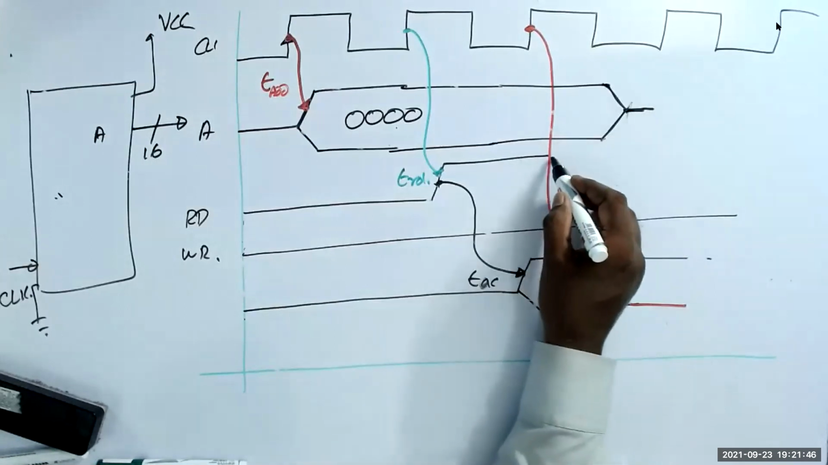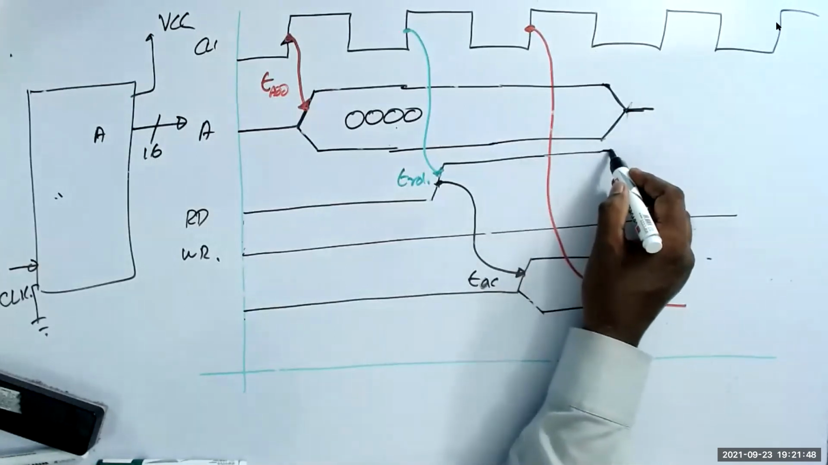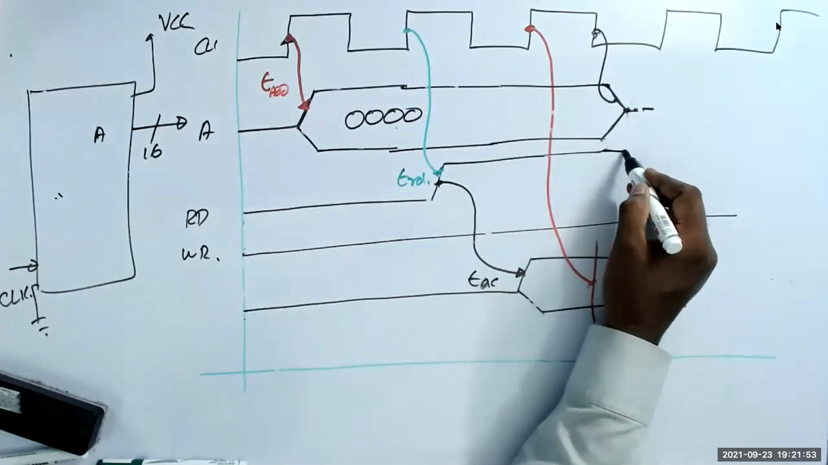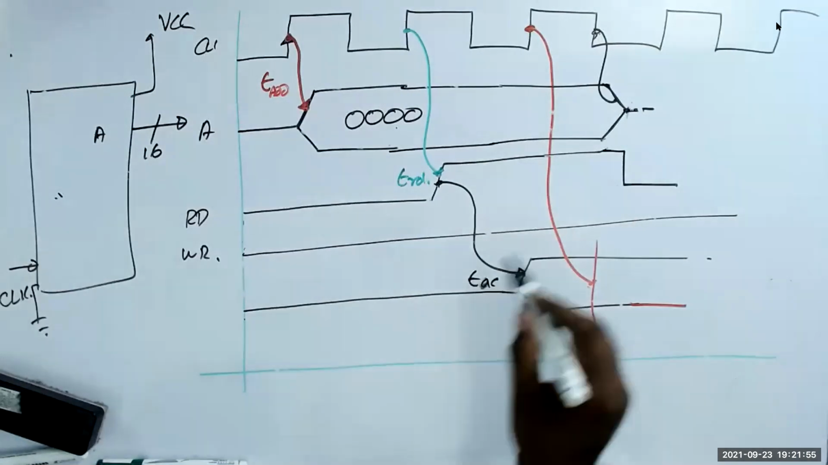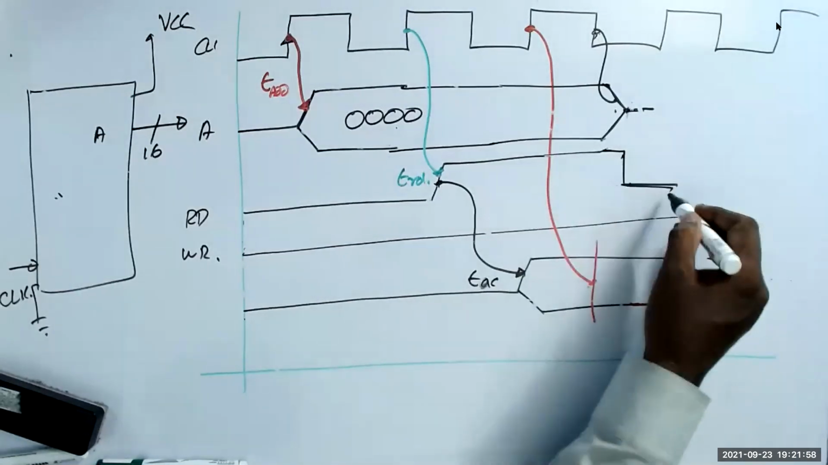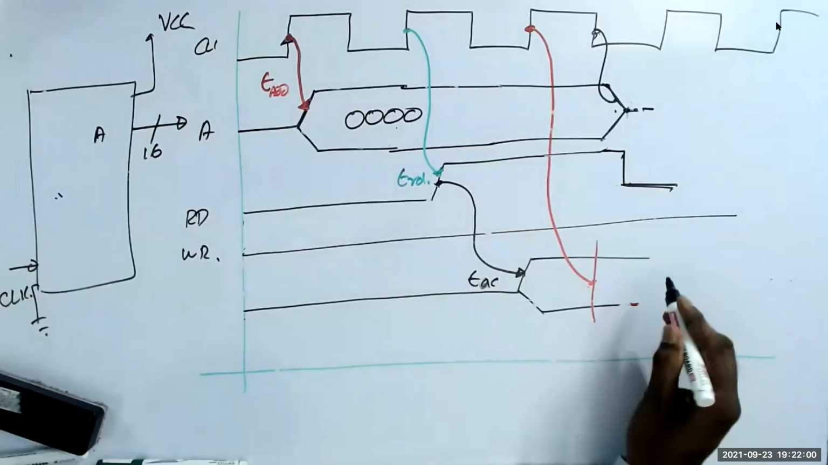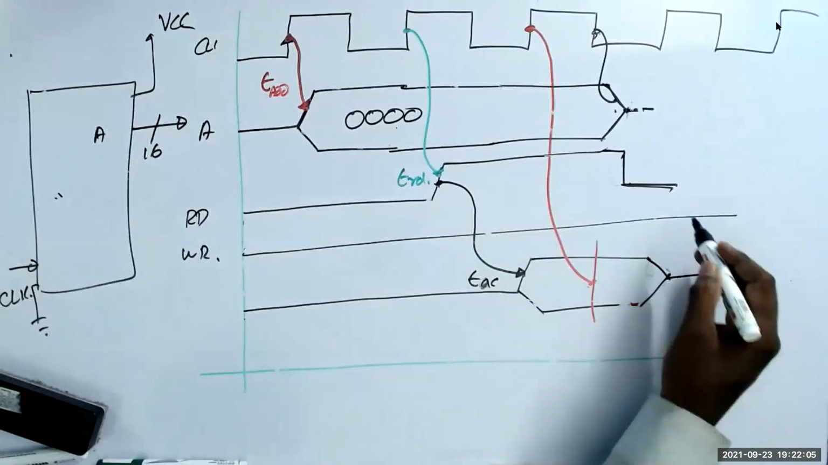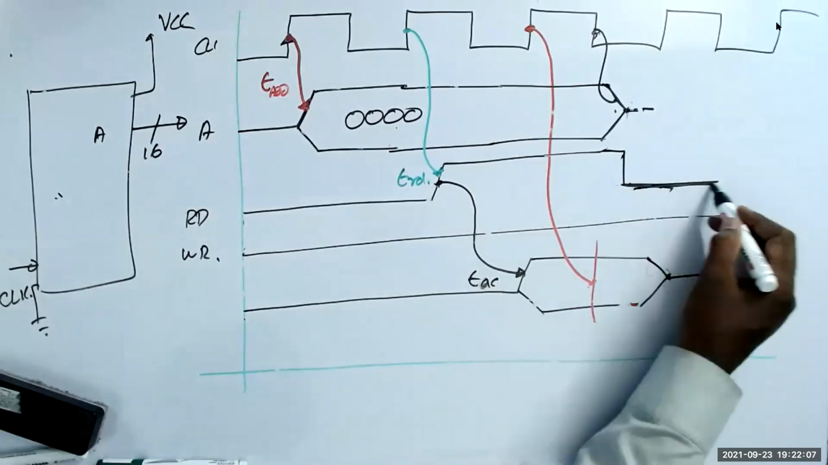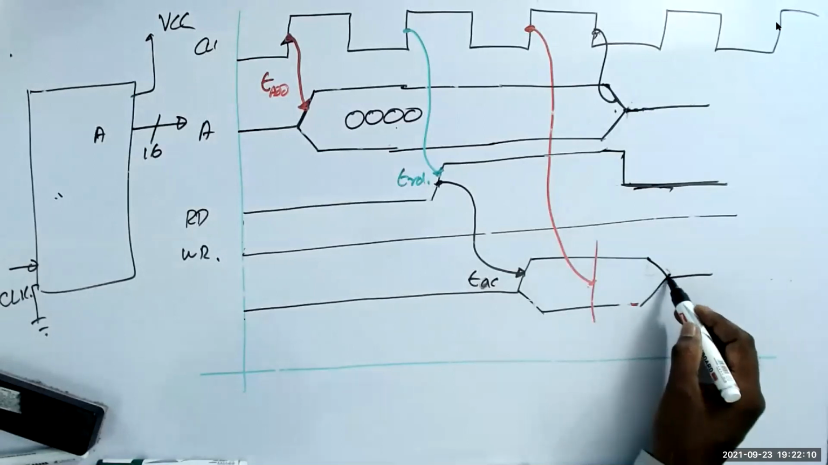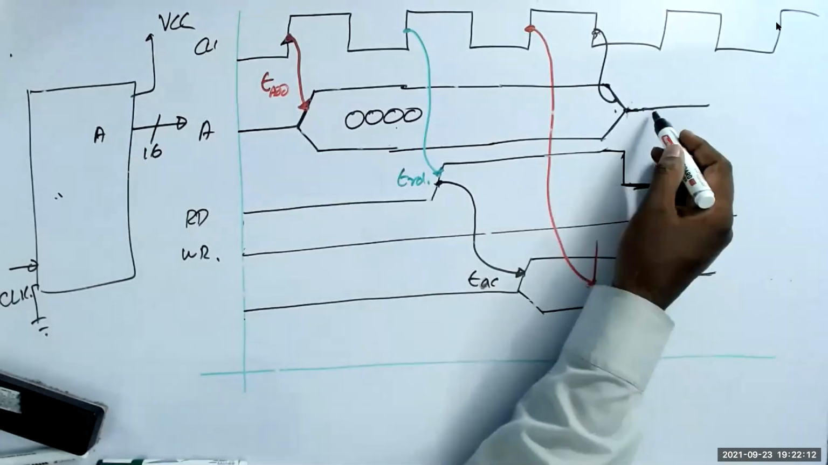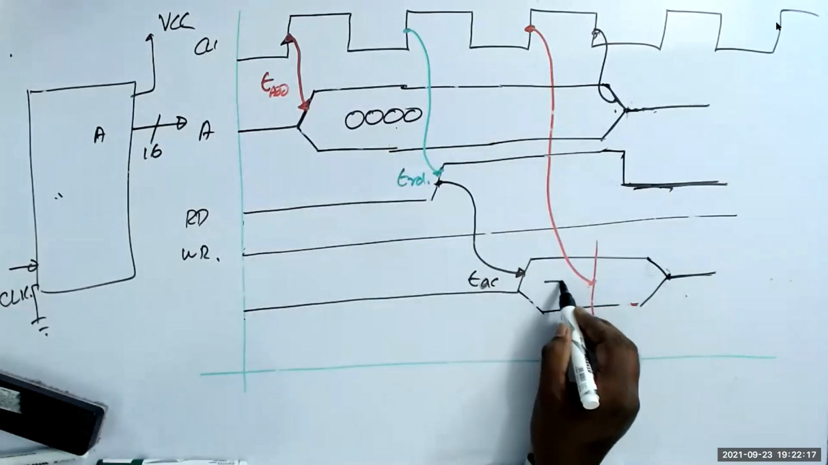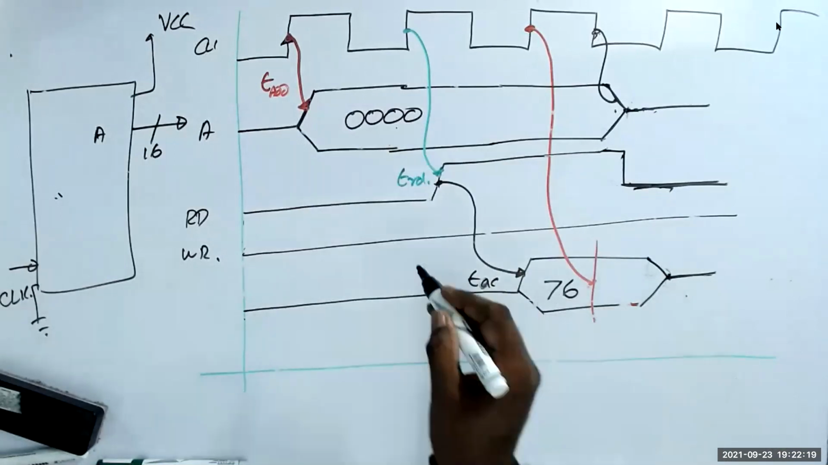Now the read will go down, after this falling edge. After address and read have fallen down, the memory will take the data down. Now this becomes 0, this becomes tri-state, this becomes tri-state, because the address is not there, or memory has removed it. Now I'll write here maybe 76. That's the data given by memory. This is data.